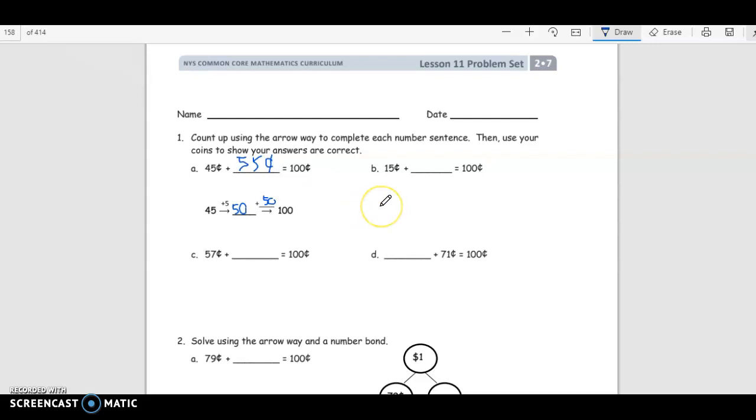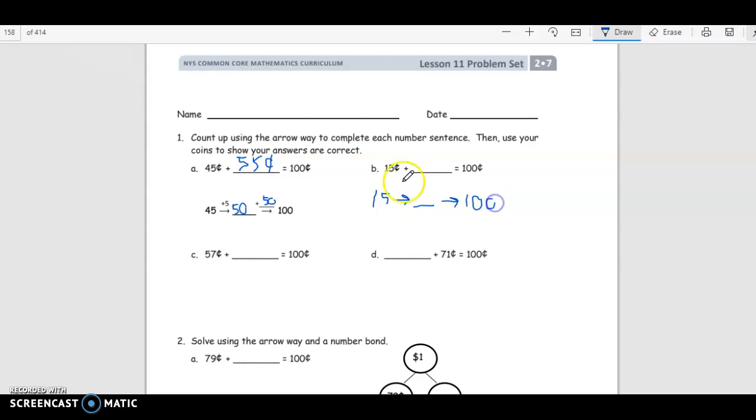Okay, so you're going to do the same thing for B, C, and D, except you'll need to draw the number way. So we'll do this one together. 15. There's our arrow. And we want to get to 100.